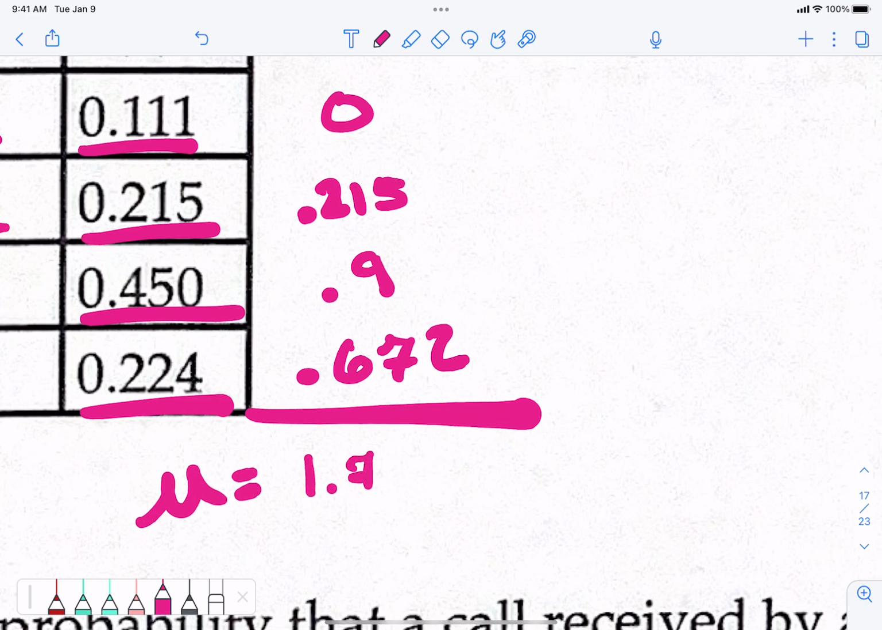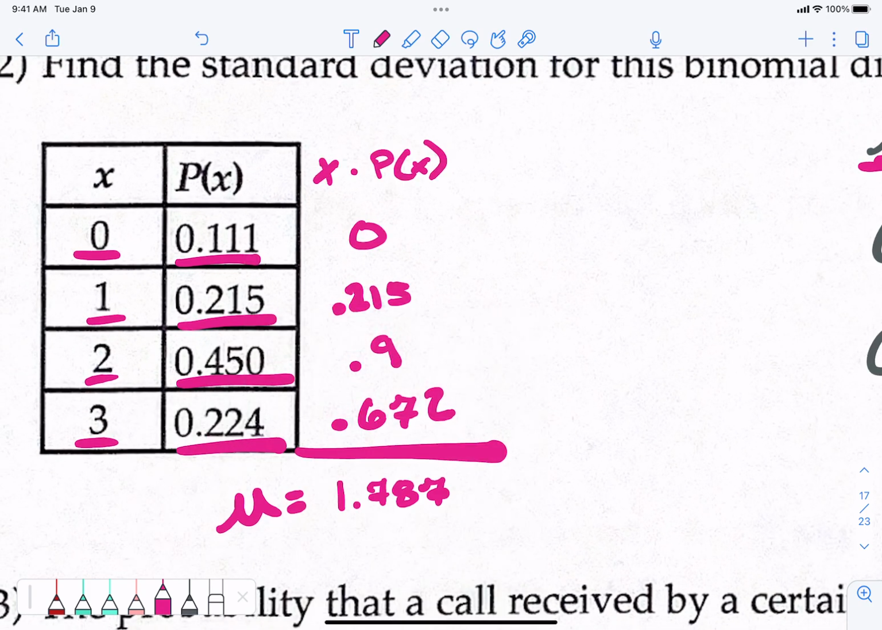1.787. Okay, 1.787. That is my average. Okay, all right. So that's a little less than 2. Whatever. Okay, that's the average number of children out of 3 that would be morbidly obese. Now I'm going to find the standard deviation. This is the hard part.